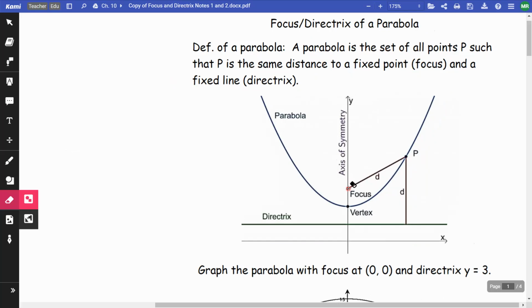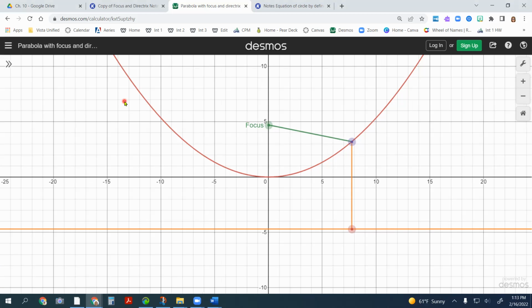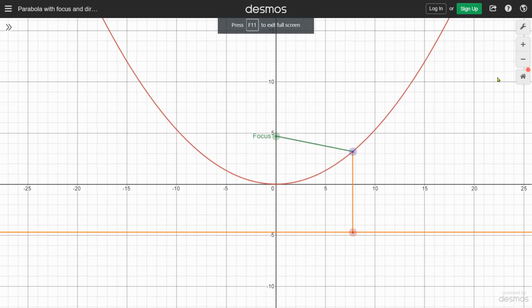So in this picture, here is our focus. Here is our directrix. And you'll notice that here's our parabola and they put a point P right here. And this point P is D away from the focus. And this point P, in a perpendicular manner straight down, is D away from our directrix. And that is how we get parabolas. So here, if we're looking at this, you see a focus.